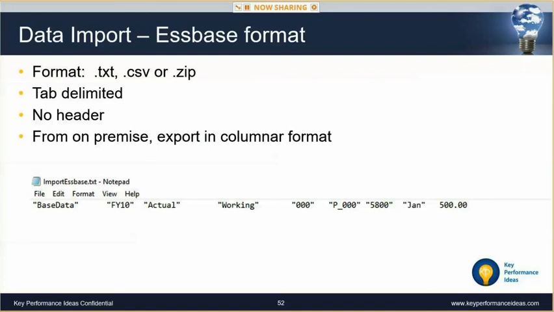The format needs to be tab delimited without a header. So if you're going from on-premise again, you would want to export in column format. So here's an example of what that format looks like.